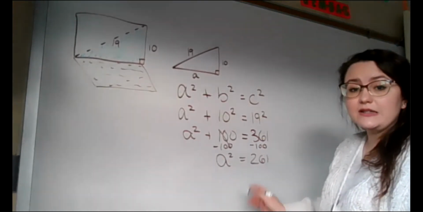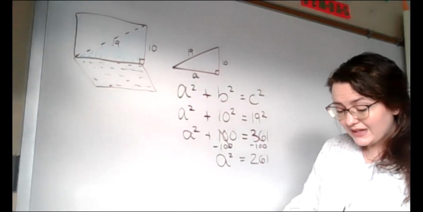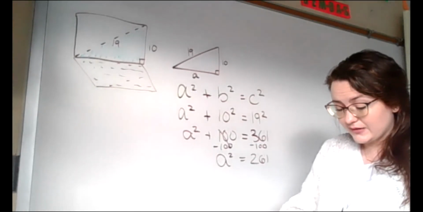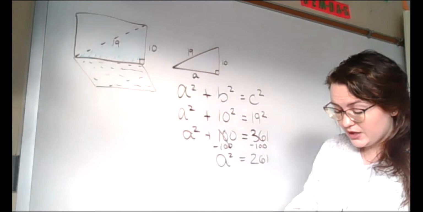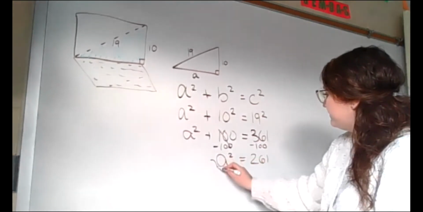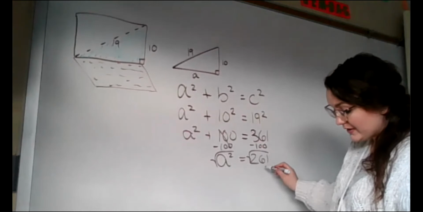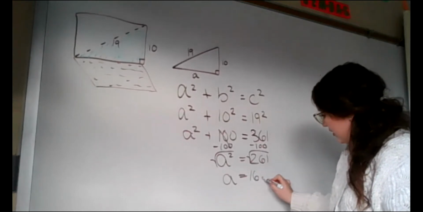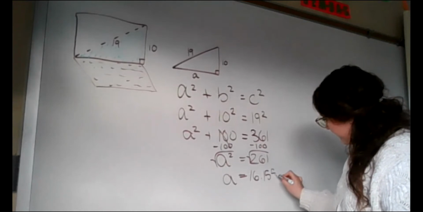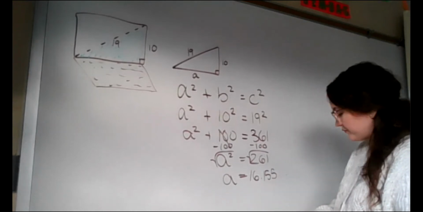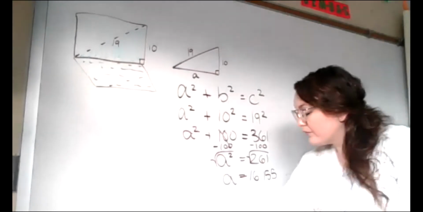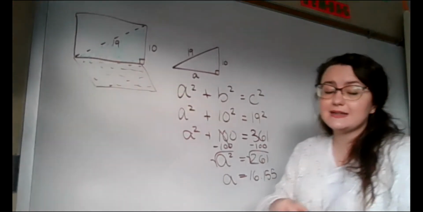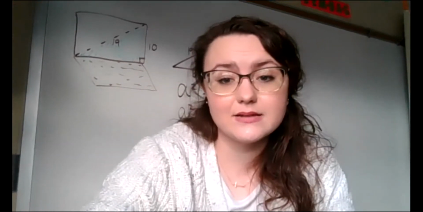So I get A squared is 261. And then of course, to cancel out this square, I need to square root. So the square root of 261 is 16.155 and so on.